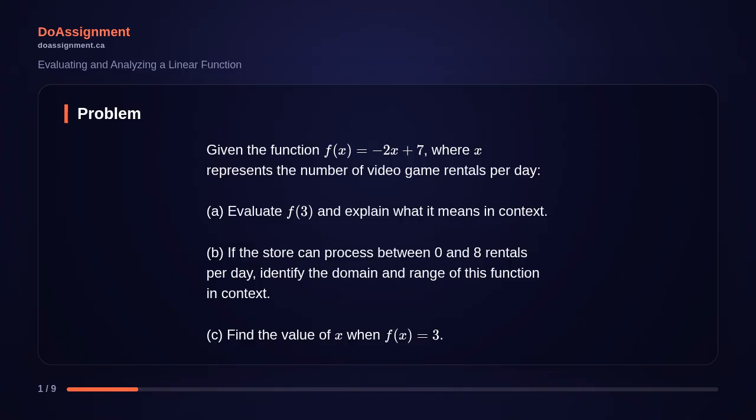Given the function f of x equals negative 2x plus 7, where x represents the number of video game rentals per day. Part A, evaluate f of 3 and explain what it means in context. Part B, if the store can process between 0 and 8 rentals per day, identify the domain and range of this function in context. Part C, find the value of x when f of x equals 3. Now let us work through the solution step by step.